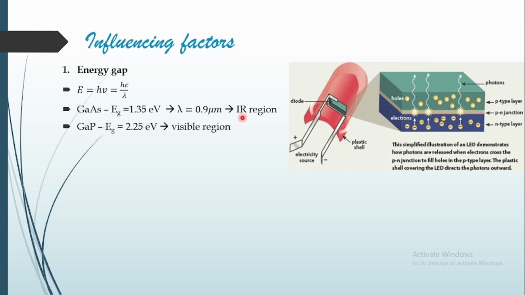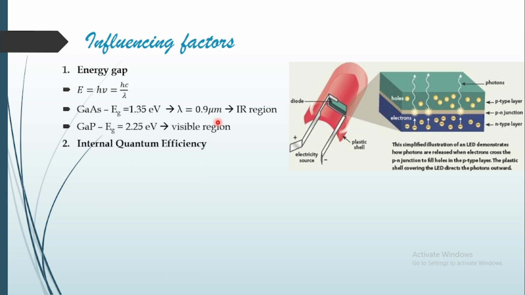Another example is gallium phosphide, where the energy gap is 2.25 electron volt. So we can observe the energy gap has increased, due to which the wavelength is going to decrease, and that wavelength comes in the visible range of the electromagnetic spectrum. So as the band gap changes, the corresponding wavelength of emitted light also changes, and we can have different radiations emitted in different regions of the electromagnetic spectrum, and that can be utilized for different types of applications.